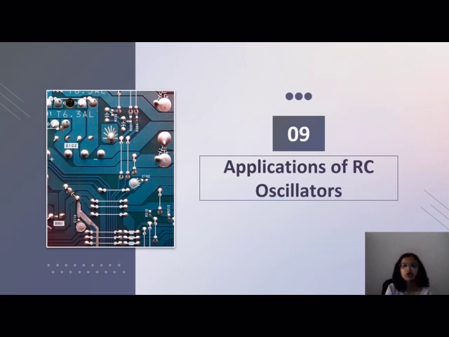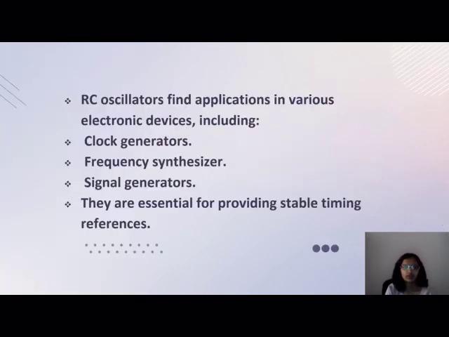Applications of RC oscillators. RC oscillators are extensively applied in electronic devices, serving crucial roles in clock generators, frequency synthesizers, and signal generators. The versatility makes RC oscillators essential components, ensuring stable timing references in a variety of electronic applications. From precision timekeeping in clock generators to generating specific frequencies in synthesizers, RC oscillators contribute to the reliability of diverse electronic systems.